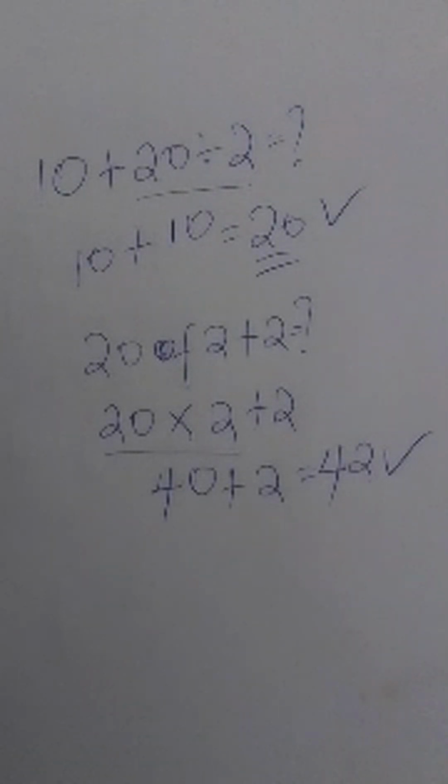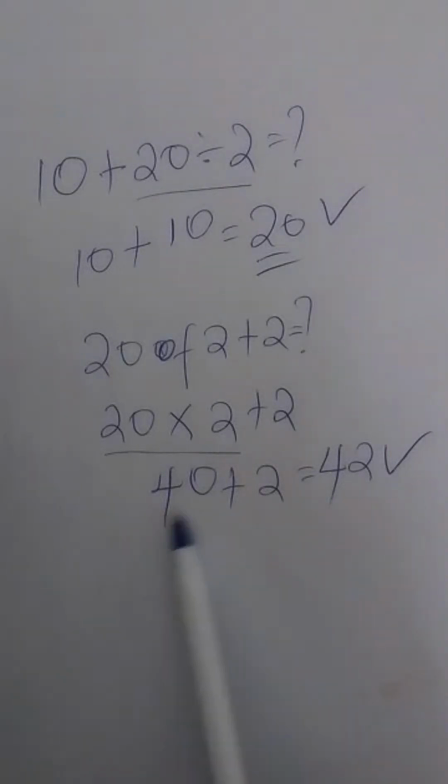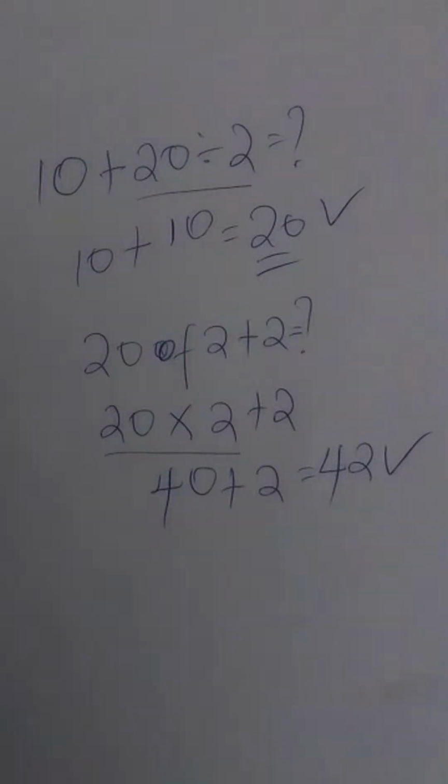Yes, 20 of 2 means "of" means multiplication. You're simply working out 20 times 2, but not dividing. You know, when you have 20 divided by 2, you get the answer as 10. But "of" means multiplication. So 20 times 2, you will get 40. And that's why we've got 40 here. Then 40 plus 2 now becomes 42. So don't confuse "of" with division.